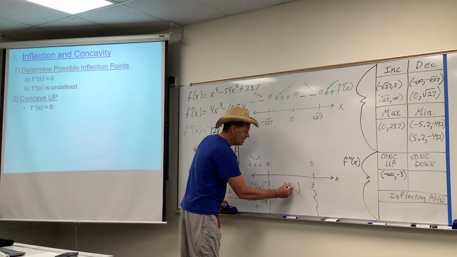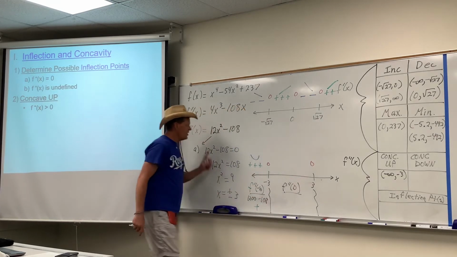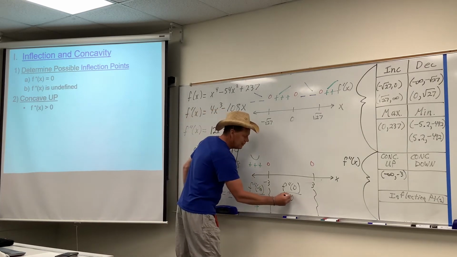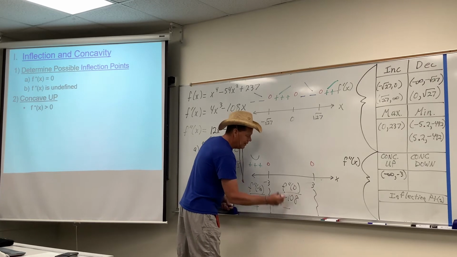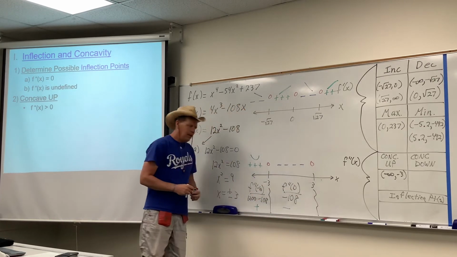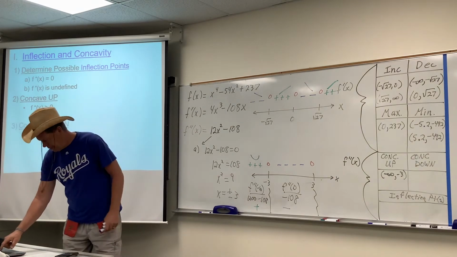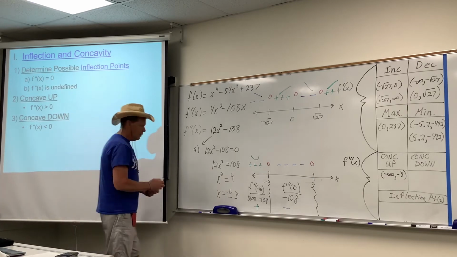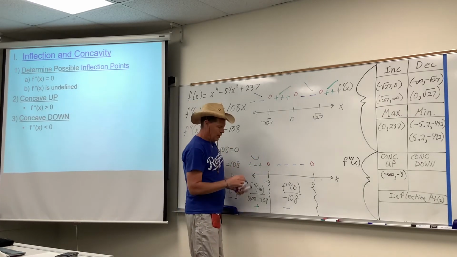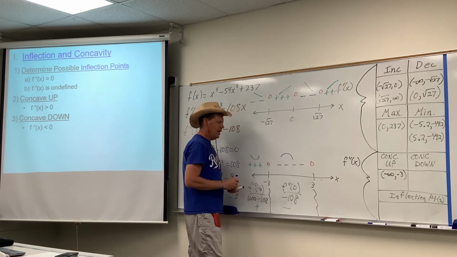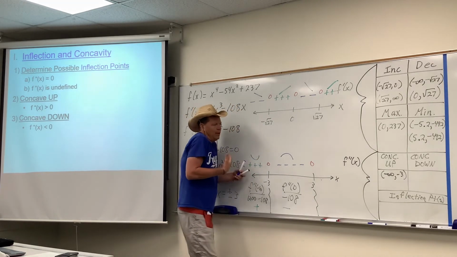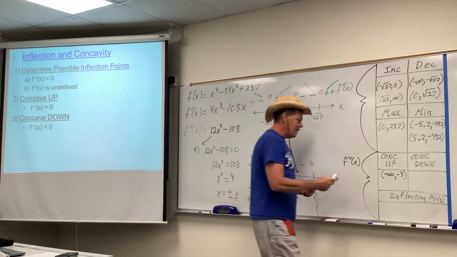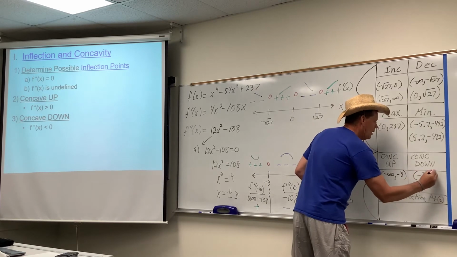F double prime of 0, a number in between. Second derivative, that'd be 0 minus 108, that'd be -108, otherwise known as negative. So in this interval, what? Concave down. Second derivative is less than 0. F double prime of x is less than 0. All right, concave downward, a downward curvature. That's my little logo for concave down, downward curvature. Okay, so from -3 to 3, we're concave down.